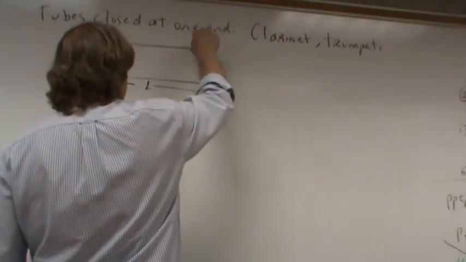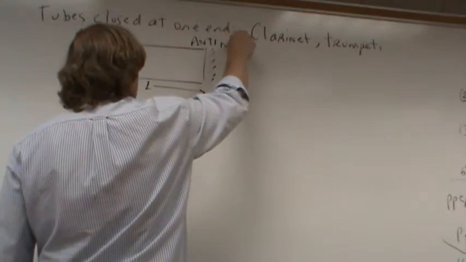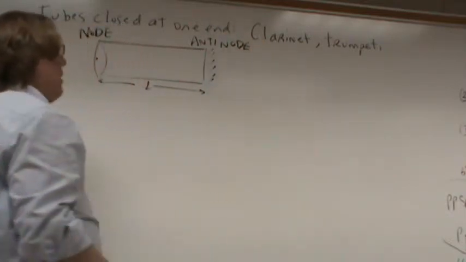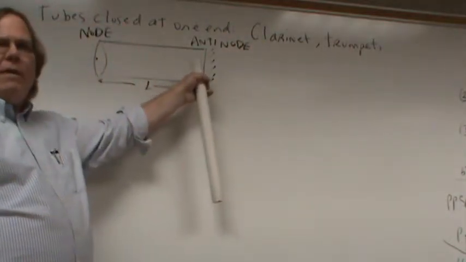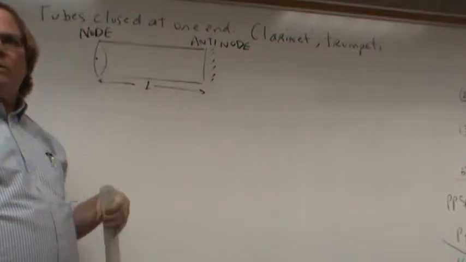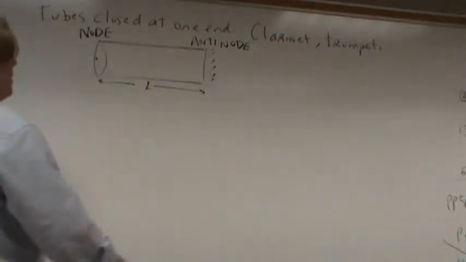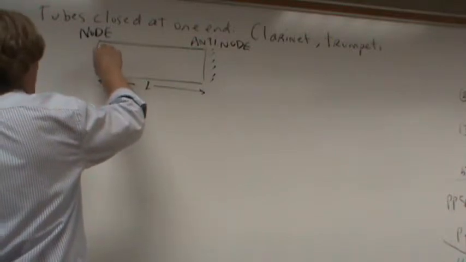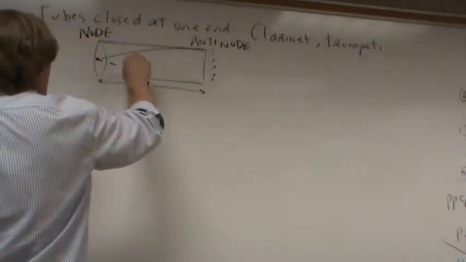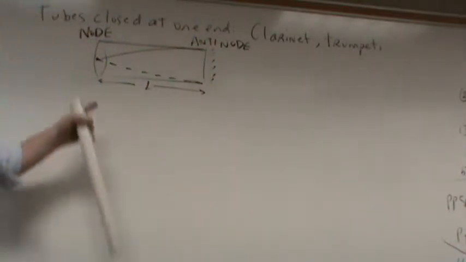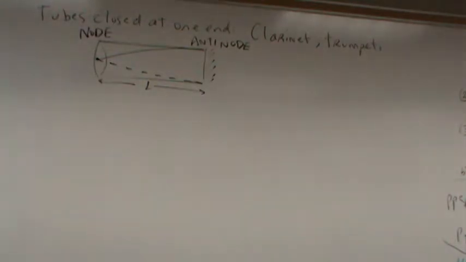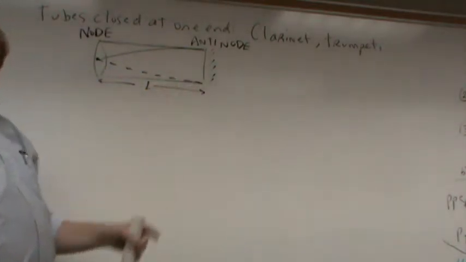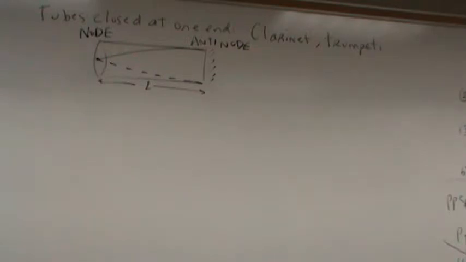And so what happens is I end up developing an antinode right there. At this very end of the tube, because it's protected from its surroundings, I can have an antinode there. So the first mode of vibration, the first harmonic, looks like that. Node here, antinode there. There's my first harmonic.